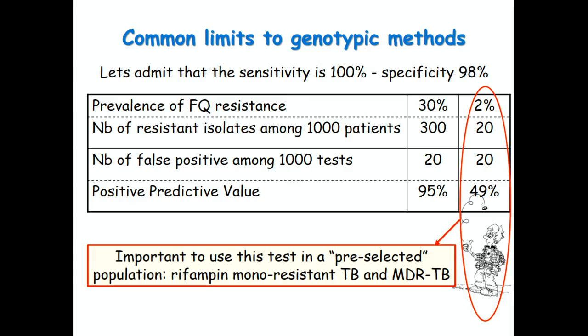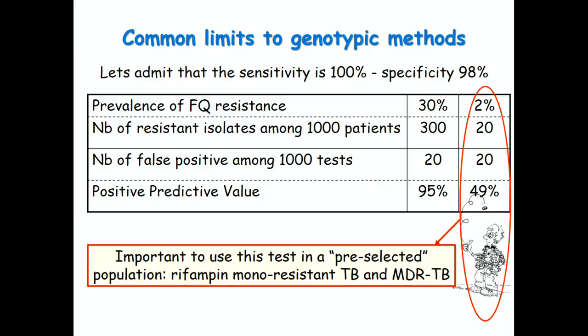Another limit is common to all genotypic methods, and the quality of those methods depends on the prevalence of the fluoroquinolone resistance in the population. Let's admit that the sensitivity is 100% and the specificity 98%, which is nearly perfect. In that case, if the prevalence is 30% among 1,000 patients, you will have 300 positive tests and 20 false positive tests, which result in a nice positive predictive value.